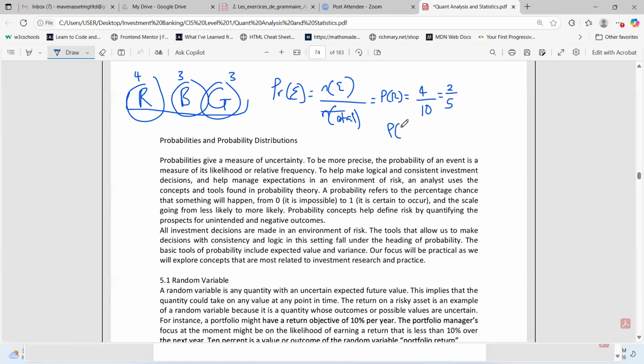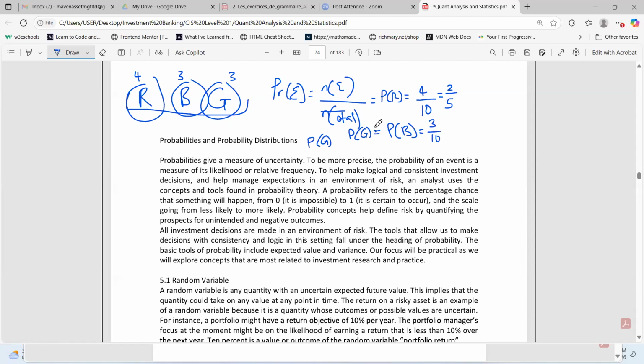What is the probability of picking a blue ball? 3 over 10. That's the lowest term. Good. Now, what's the probability of picking a green ball? 3 over 10. So the probability of a green ball is the same thing as the probability of a blue ball, which is 3 over 10.